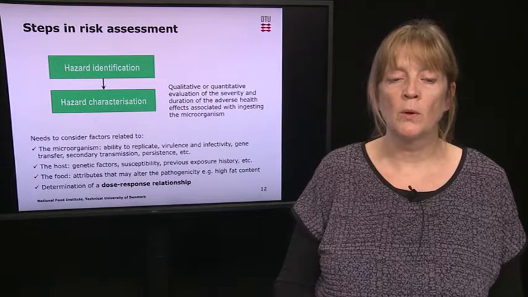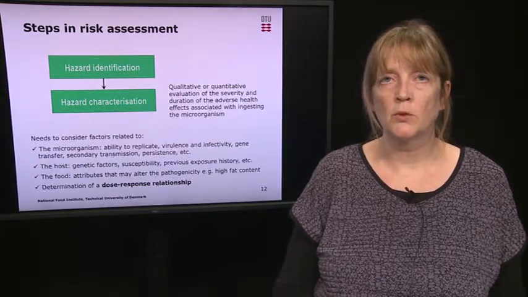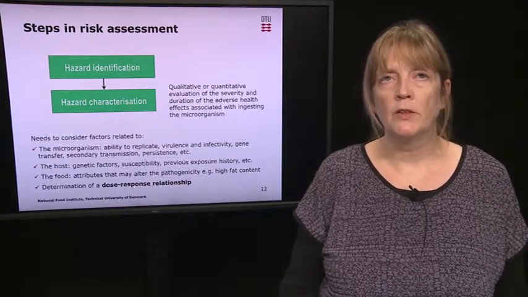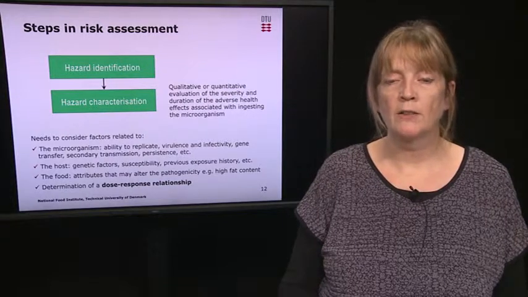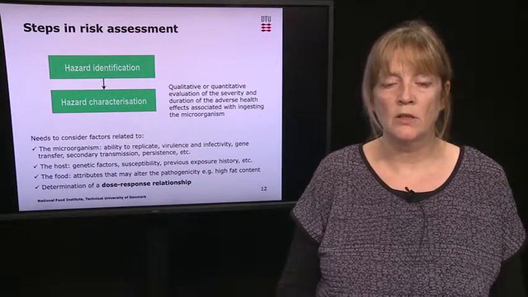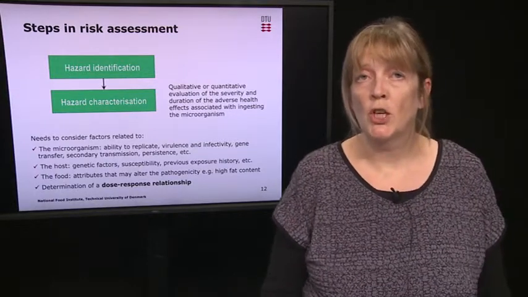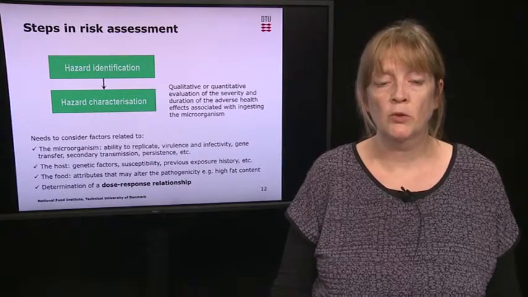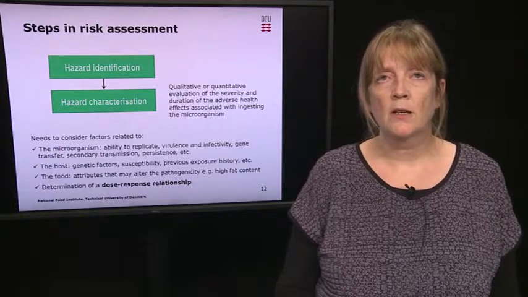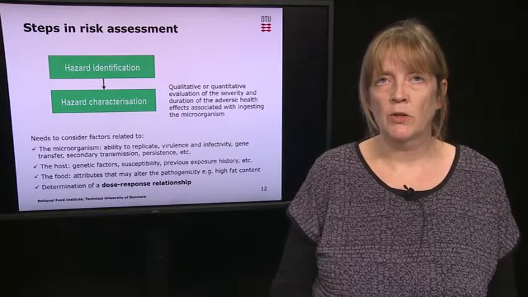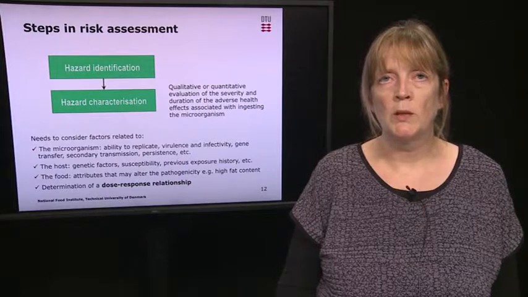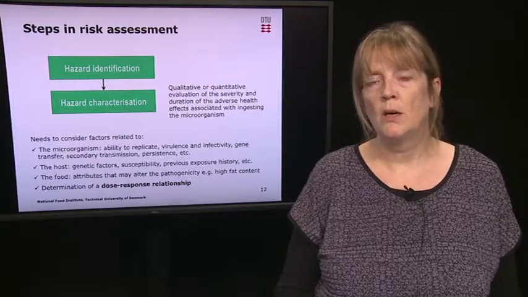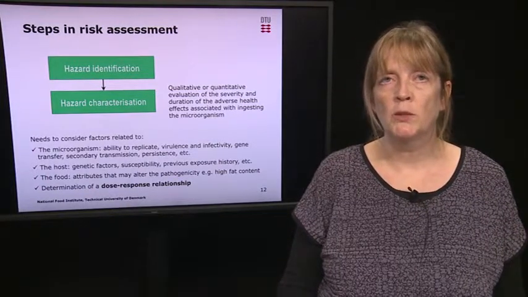For the microorganism, it will often be the ability of the microorganism to replicate or grow in the particular food. It can be whether the microorganism has special virulence or infectivity traits that you need to consider. Whether they can transfer genes. It could, for instance, be antimicrobial resistance genes, if it can transfer genes from one bacteria to another. Also, whether there is a great chance of secondary transmission. With secondary transmission, we mean spread to other humans. So how contagious it is for the transmission between humans.